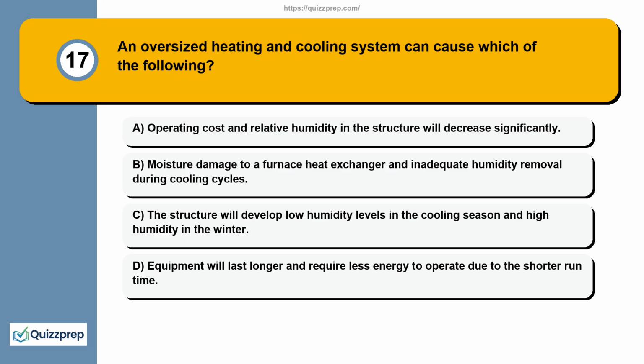Question 17. An oversized heating and cooling system can cause which of the following? Operating cost and relative humidity in the structure will decrease significantly. Moisture damage to a furnace heat exchanger and inadequate humidity removal during cooling cycles. The structure will develop low humidity levels in the cooling season and high humidity in the winter. Equipment will last longer and require less energy to operate due to the shorter run time.